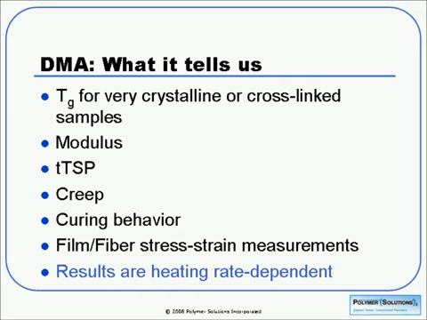We can also use it to measure modulus. If we do a variety of temperatures and frequencies, we can then use time temperature superposition, or TTSP, to actually predict how our sample might behave at either very long or very short times that we can't really experimentally access. We can run creep experiments with DMA. We can measure curing behavior of materials. And in some cases, for very thin films and fibers, DMA can actually be used to do stress-strain measurements of failure, much as you would on a test frame. But again, results are heating rate dependent, so that's kind of the recurring theme here. You want to be careful when you're comparing results from different sources.